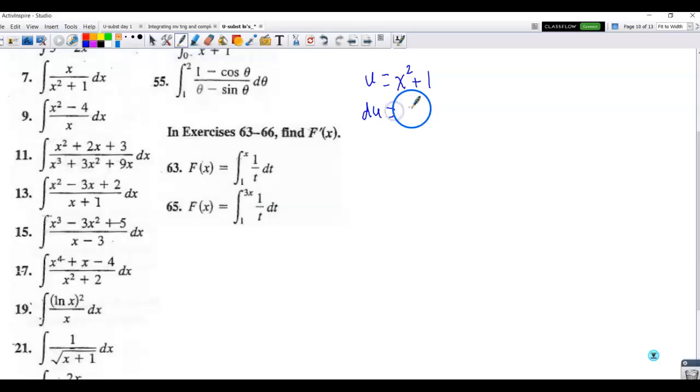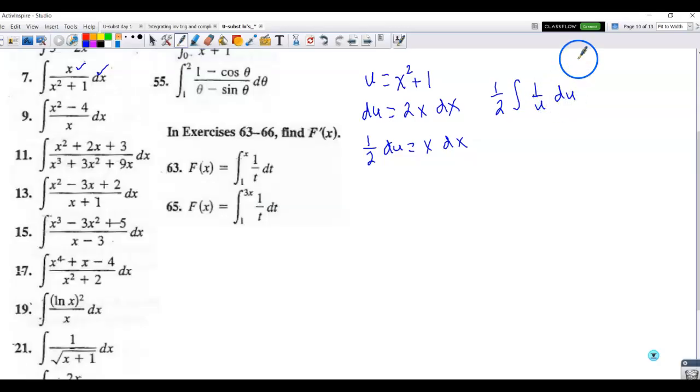The derivative of u is du. The derivative of x squared is 2x dx. When I look over at the problem, I do not see a coefficient of 2, so I'm going to divide it to the other side to get 1/2 du and then x dx. Good news, I see an x dx, so I can replace. That becomes 1/2 integral of 1 over u du. Notice the same thing's happening over and over again. 1/2 ln absolute value of u. Replace the u with x squared plus 1.